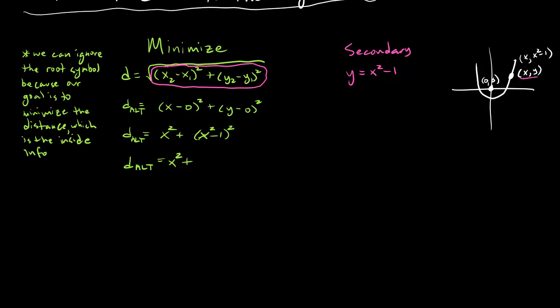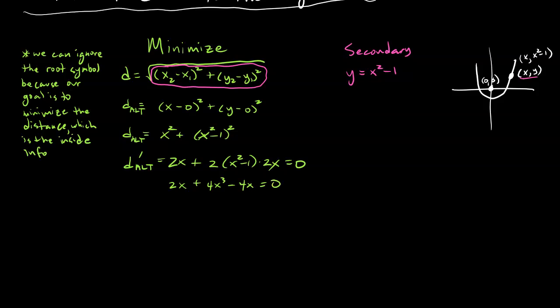I don't need to simplify it. I'll just leave this as is. I'm just going to do the derivative from here. So the derivative of x squared minus 1 squared would be 2 times x squared minus 1 to the first times 2x. And then I want to set this equal to 0 or undefined. There's no undefines. So I've got 2x plus 4x cubed minus 4x.